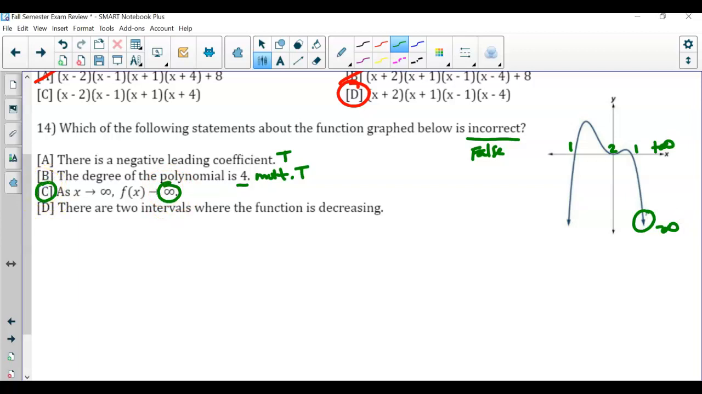Now, for those who thought maybe it was D, that there are two intervals where the function is decreasing: remember, we always read the function from left to right. Even though this arrow is pointing down, read it left to right. This section is going up or increasing. However, this section from the maximum point is decreasing. So here, 1, 2, there are your two intervals where the graph is decreasing.